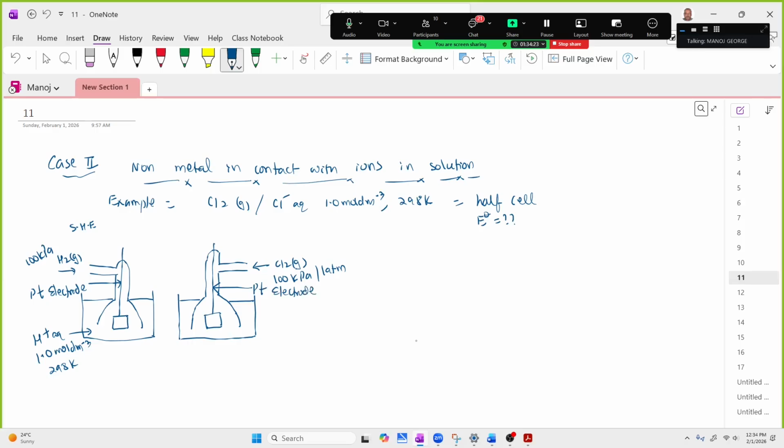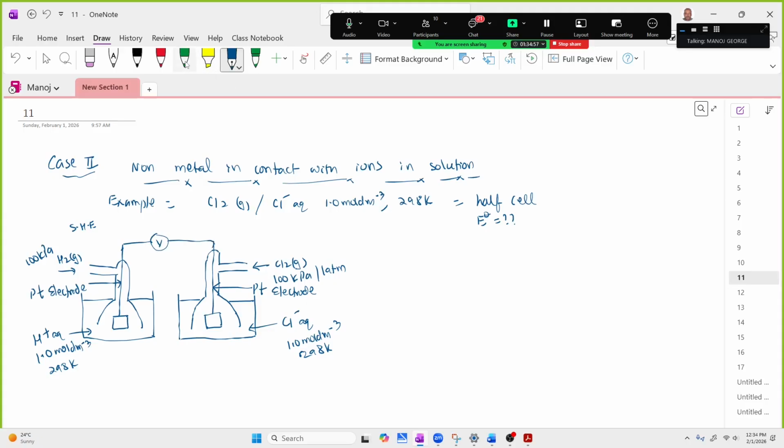But look at the equation: the solution must contain chloride ions. So I can take any solution that can give me 1 mole per dm cube chloride ion. I don't care where the chloride ion comes from. So I need 1.0 mole per dm cube as the concentration of the chloride ion, and I must maintain temperature at 298 K. So I'm going to join these two external circuit wires. Then I'm going to put a voltmeter there and I'm done.